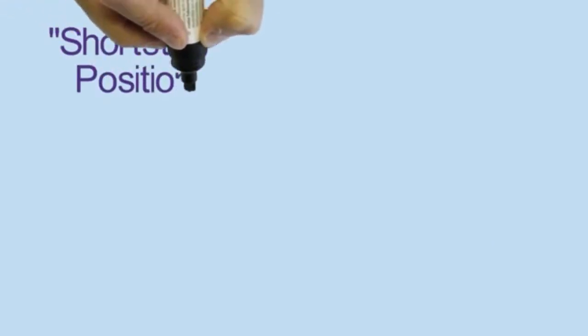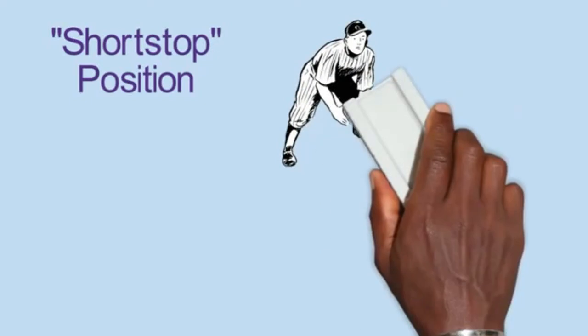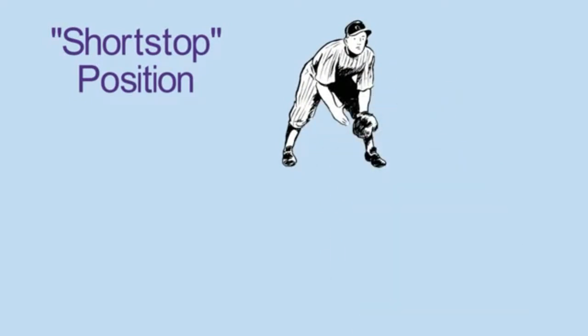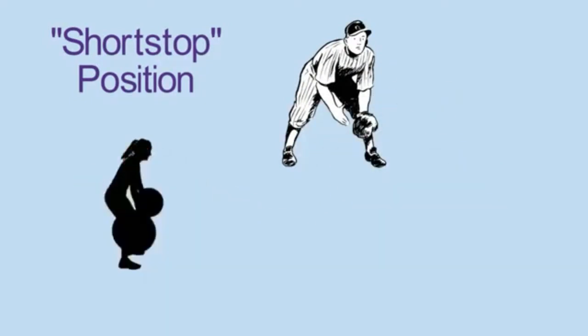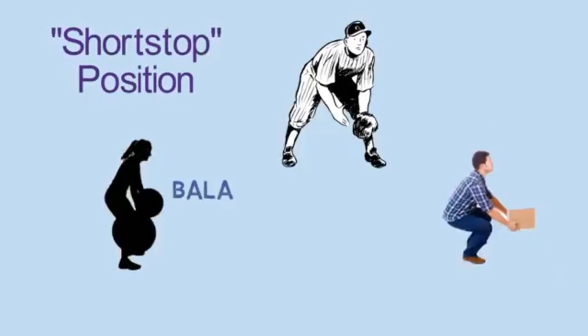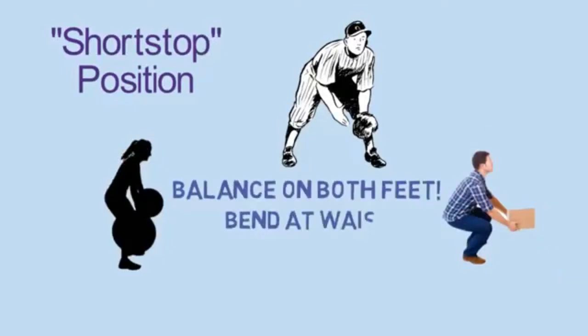Instead, use a position called the shortstop. This is the same stance that a baseball shortstop takes. Your weight should be balanced on both feet, and they should be at least shoulder width apart. As you bend down to get a grip on the load, use your leg muscles as much as possible.